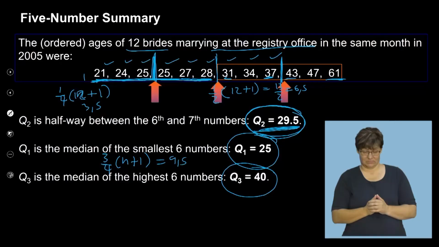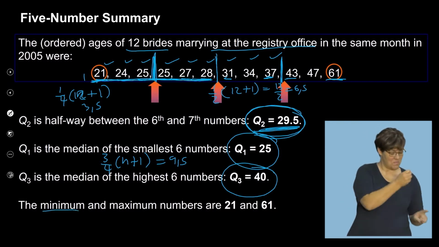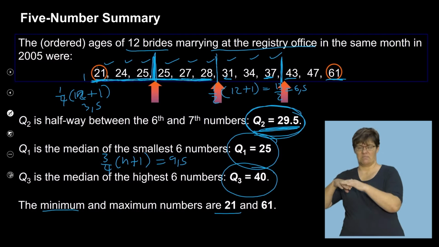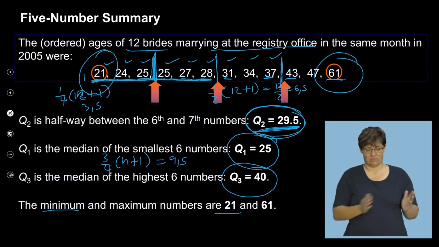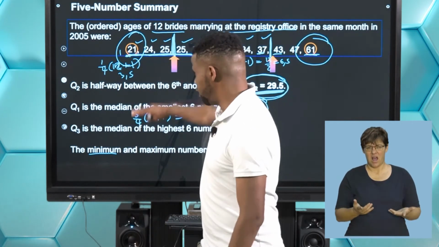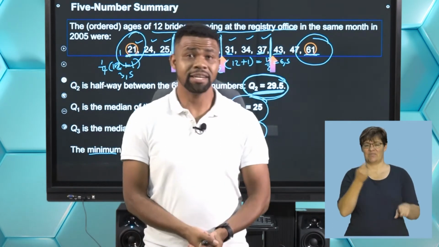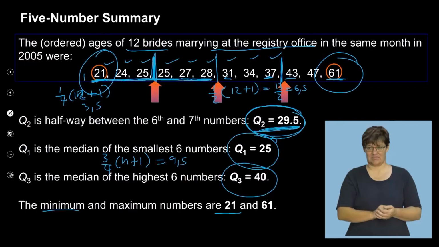Then we can find the minimum value and the maximum value. We know that the minimum value is 21 and the maximum value is 61, which is the highest. We have our 5-number summary. So it's better to have this than having raw data. I can do some analysis with the 5-number summary.